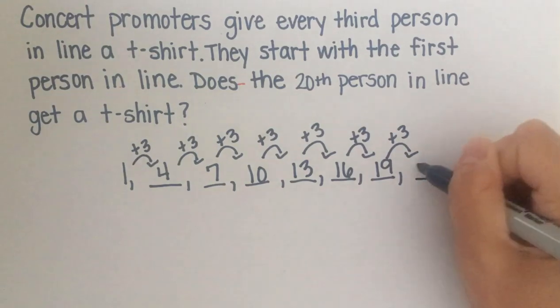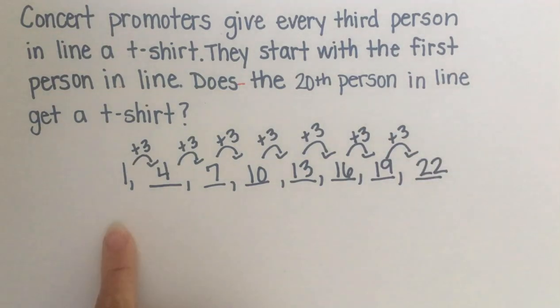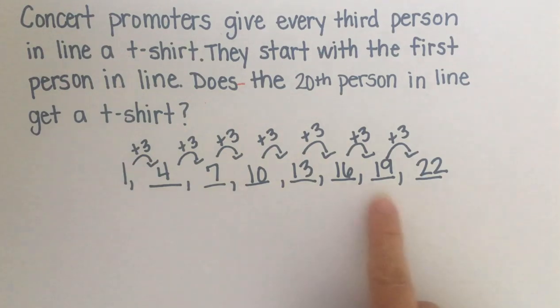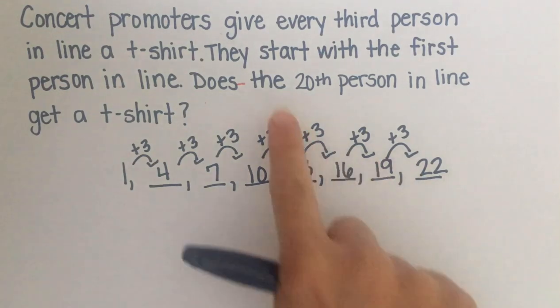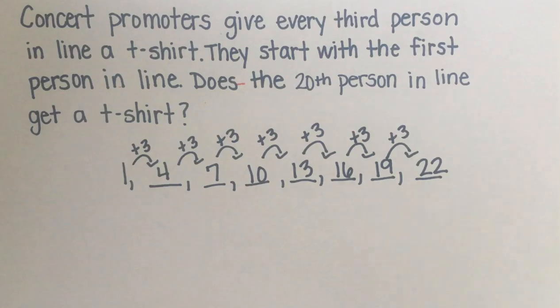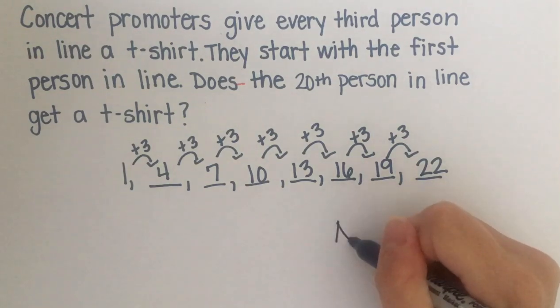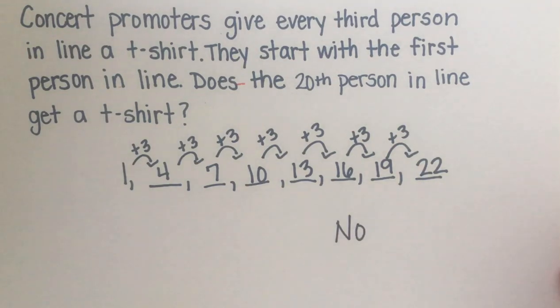All right, so here are the people that would get a t-shirt in line. The 1st, 4th, 7th, 10th, 13th, 16th, 19th, and 22nd. So if I was the 20th person in line, would I get a t-shirt? No, sadly, I would not.